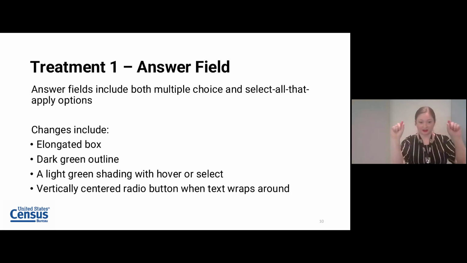Okay, so we got the elongated box. We got the dark box around it, right? We have the light green shading. That's going to be true if you click in. It also is going to be true if you hover on a desktop or a laptop. There's not really a hover mechanism because that's not how fingers and screens work for tablets or mobile phones. So that doesn't exist for them. And then also if the text wraps, you're going to get a vertically centered radio button that lines up.